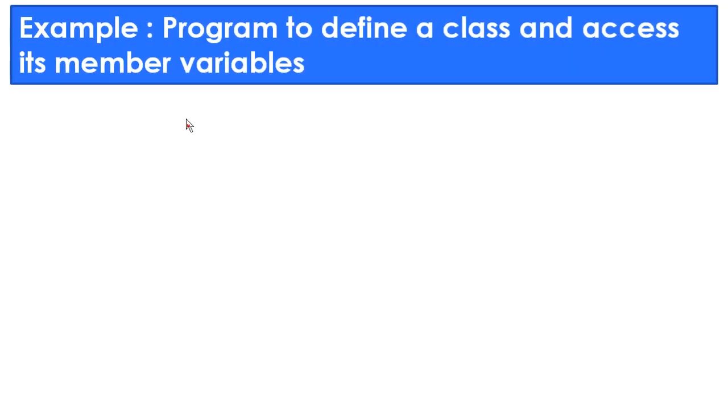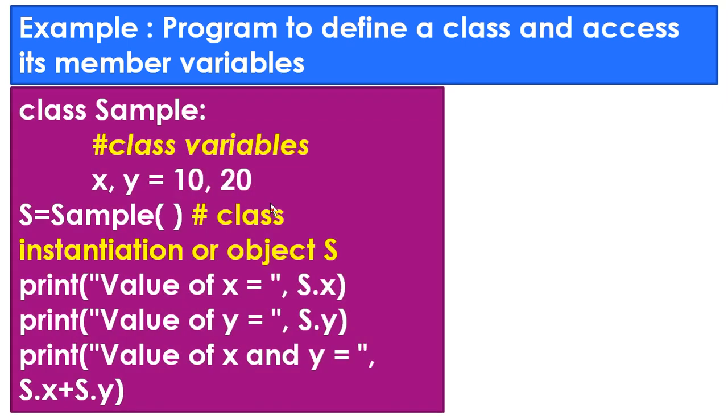Here is an example program to define a class and access its member variables. Member variables means class variables. Here is the example, class Sample. Here Sample is the class tag followed by a colon. It contains two class variables x and y. x has the value 10, y has the value 20.